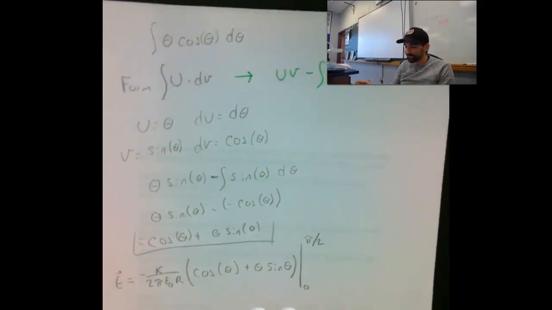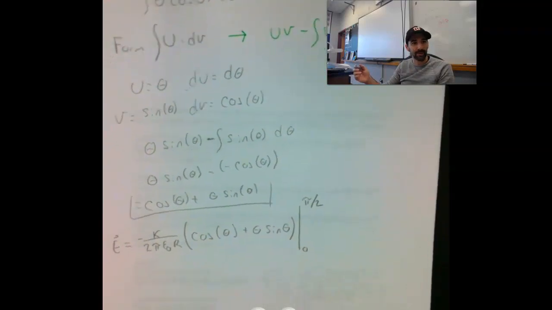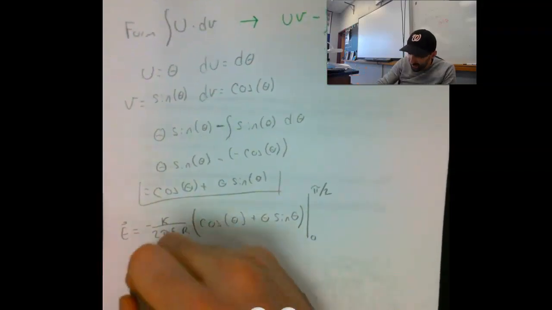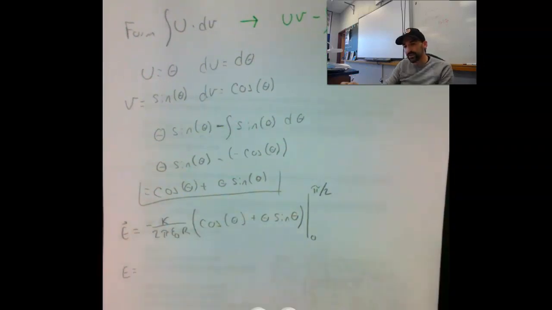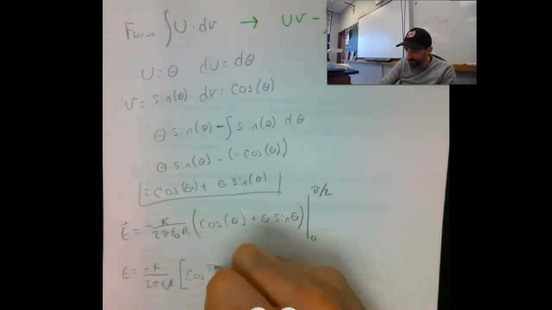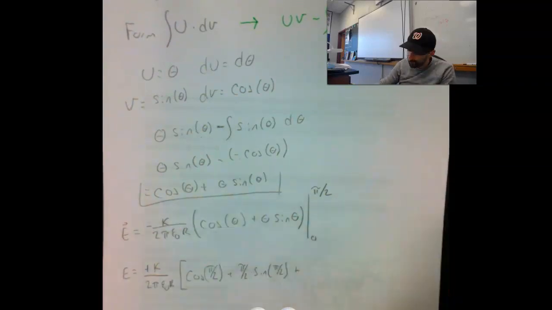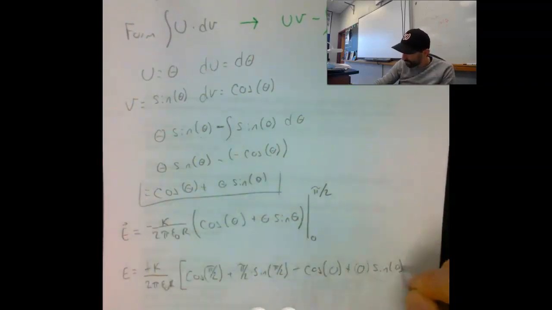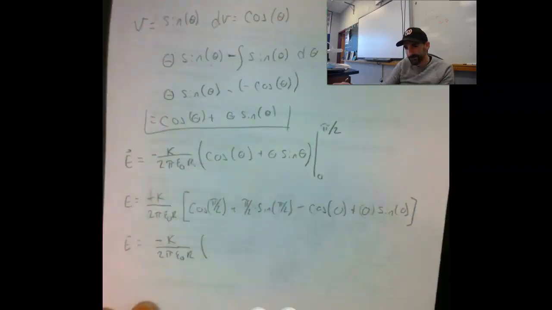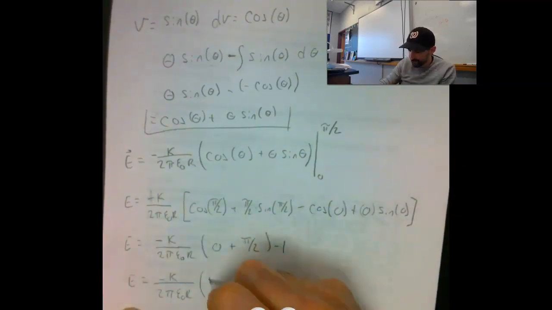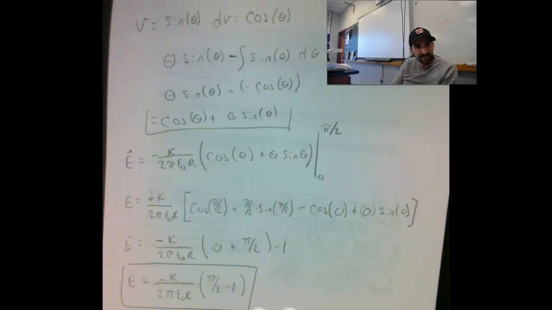I guess I can just keep going through it because I'm almost done. We should get my electric field is equal to, and there is my electric field. Negative K over 2 pi epsilon naught R times pi over 2 minus 1. All really complex stuff that we tried to do in the simplest possible manner.